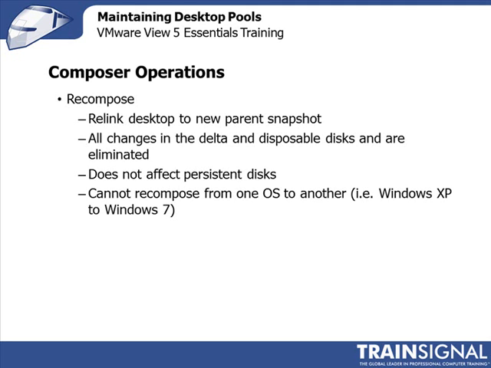So one thing you can't do, which would be nice, is recompose from one OS to another. I can't take a parent VM that was running Windows XP and have a pool running on Windows XP, go back to that parent VM, upgrade the VM, take a new snapshot under Windows 7, and then recompose to Windows 7. Not really going to work. The main reason for that is profile information. Especially with persistent disks, because those aren't being affected at all and aren't being changed or modified or updated. So your profile isn't being updated with that as well. So can't really do that. It would be nice, but sorry.